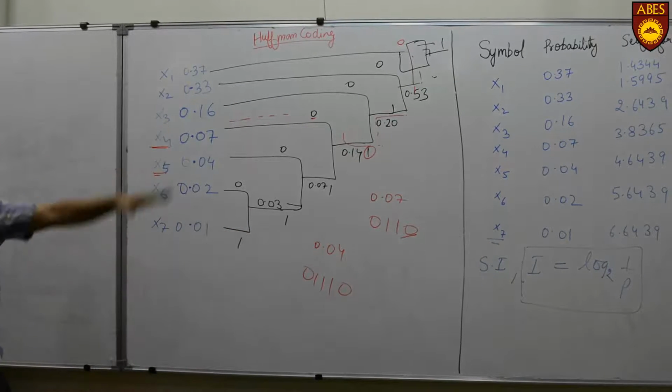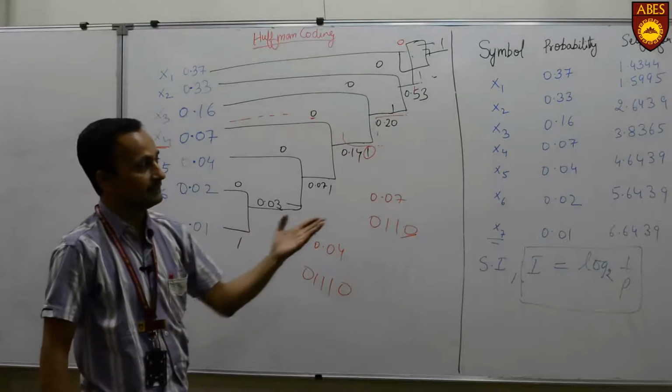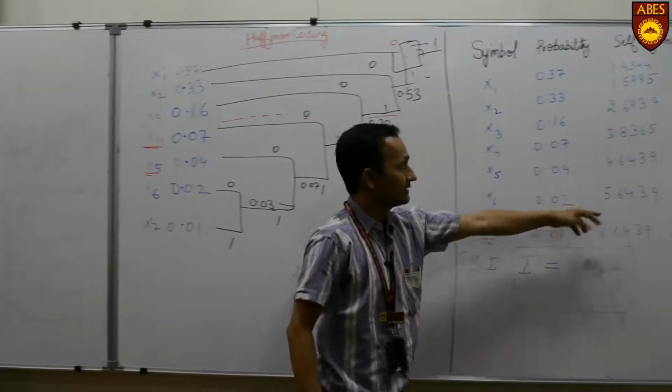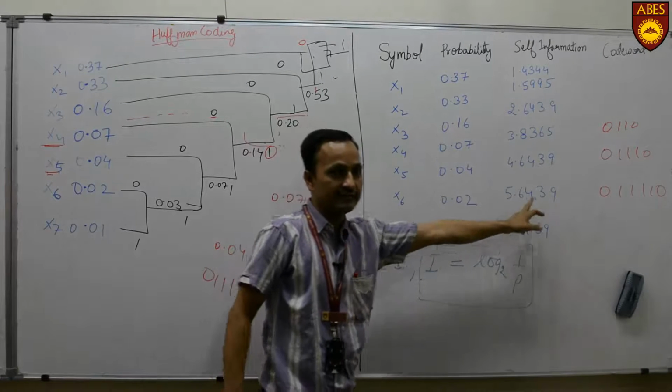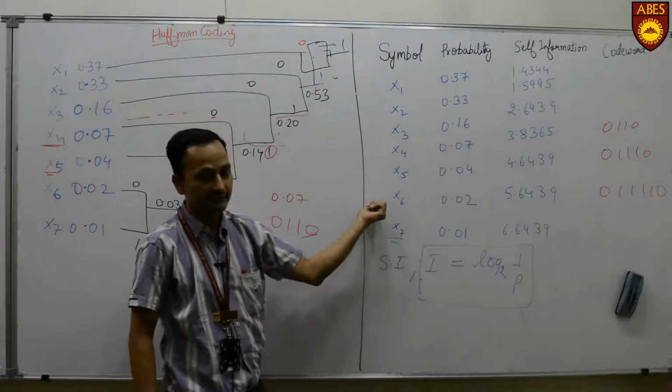After calculating these code words, if we compare the code word with their self information, the self information comes out to be 5.6439. This is the self information of the particular symbol X6.